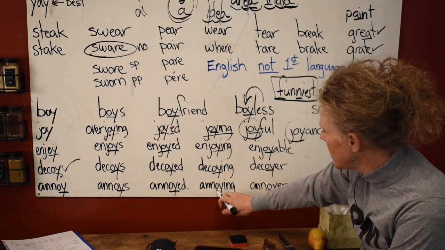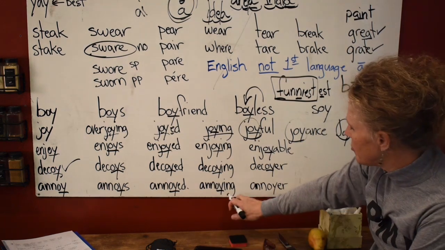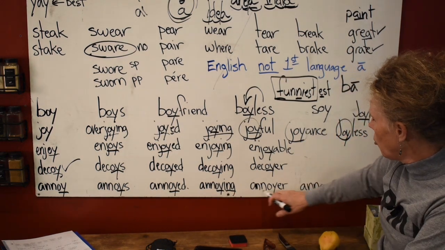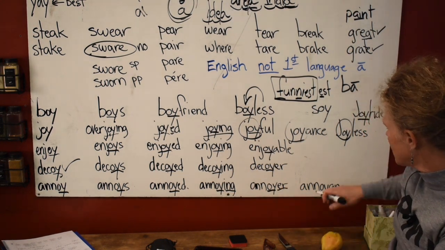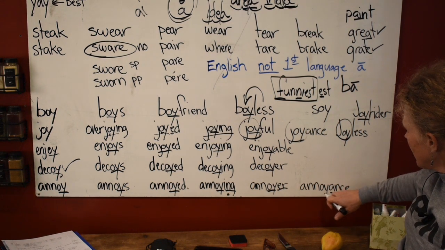Okay? Annoying. Look, it's in the middle of a word, but this is a suffix. Annoyer. This is in the middle of a word, but this is a suffix. Annoyance. This is a suffix.